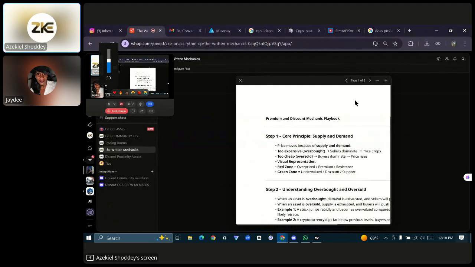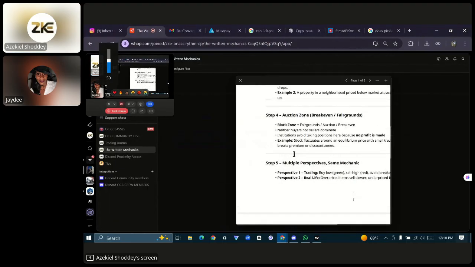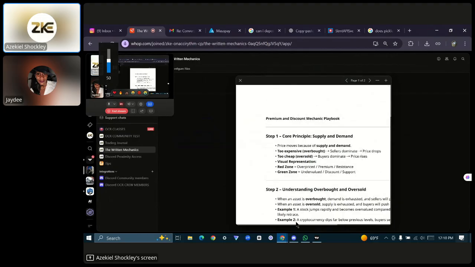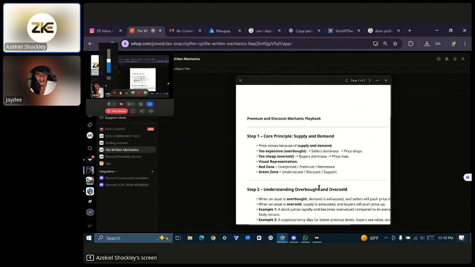Let me maximize this screen right here. All right. So, core principles. It says price moves because of supply and demand. Too expensive, overbought means the sellers dominate and price drops. Too cheap or oversold means buyers dominate and prices rise.